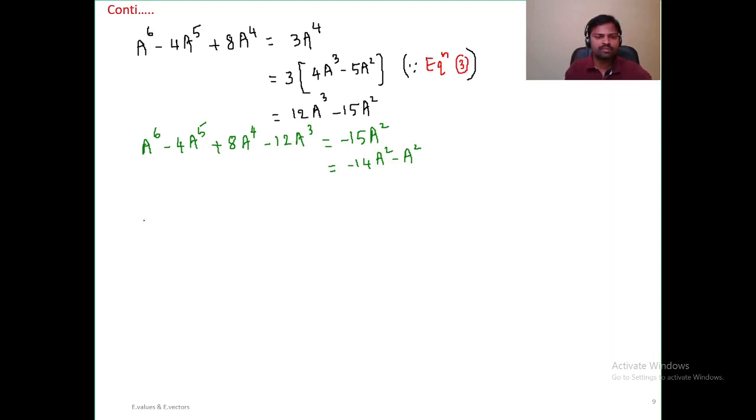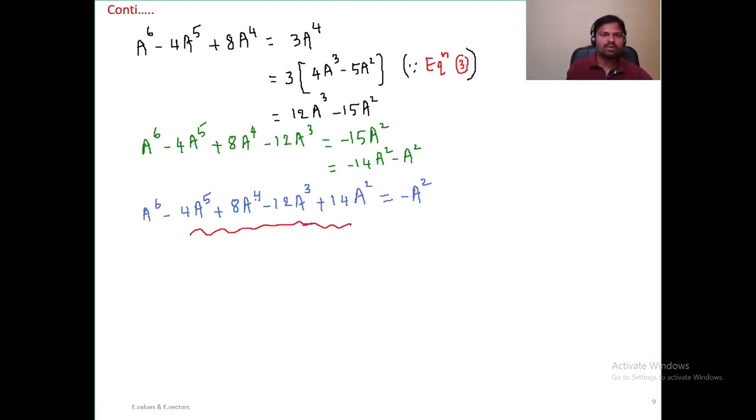So overall it becomes a power 6 minus 4a power 5 plus 8a power 4 minus 12a power 3, and bring this to the left hand side, so plus 14a square, over, minus a square I got. So therefore this value only we need to compute. But this value, how much? Minus a square.